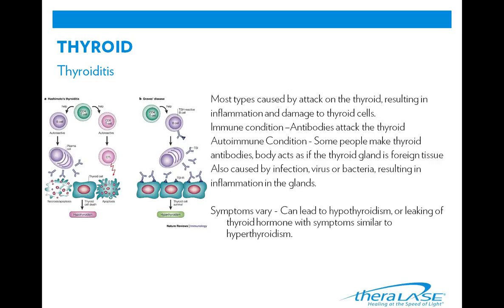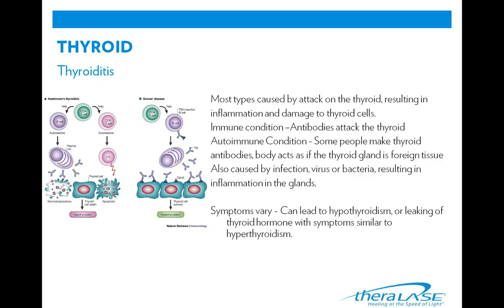Thyroiditis, most types are caused by an attack on the thyroid that results in inflammation and damage to the thyroid or thyroid cells. It can be an immune condition, a problem with the immune system. It also might be an autoimmune condition where certain people make thyroid antibodies that are attacking their own body or their own thyroid gland. The body thinks the thyroid gland is a foreign tissue.